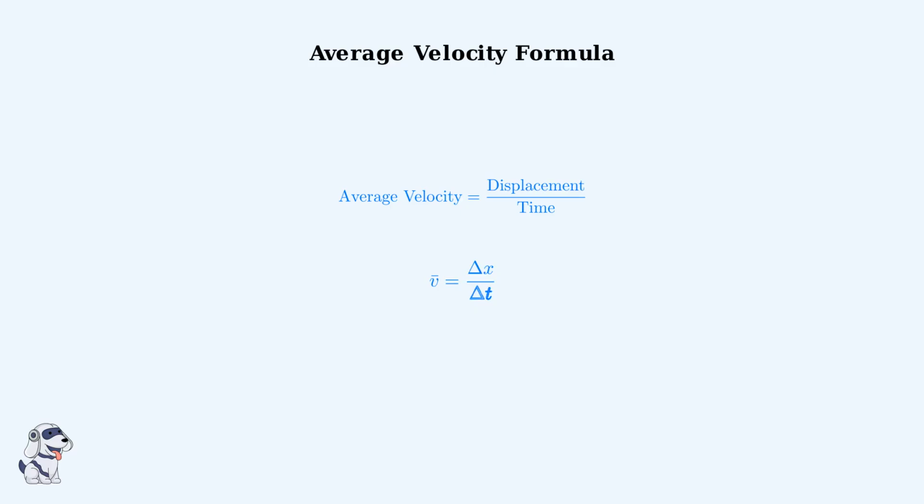Now let's look at how we calculate velocity mathematically using the fundamental formula for average velocity. Average velocity equals displacement divided by time. This formula is fundamental to understanding motion. Notice that we use displacement, not distance, in the numerator.